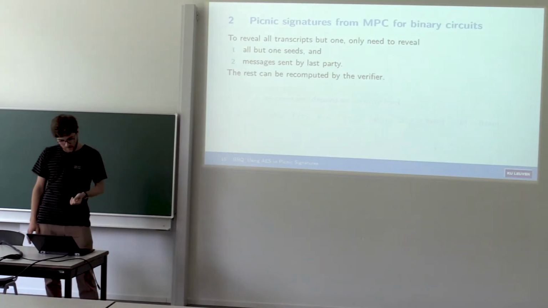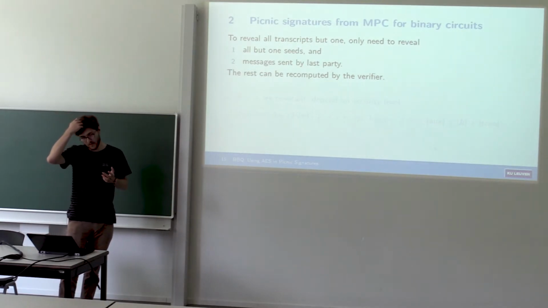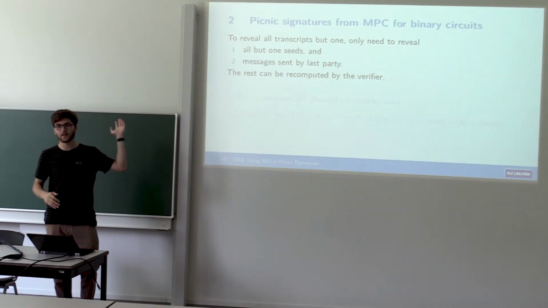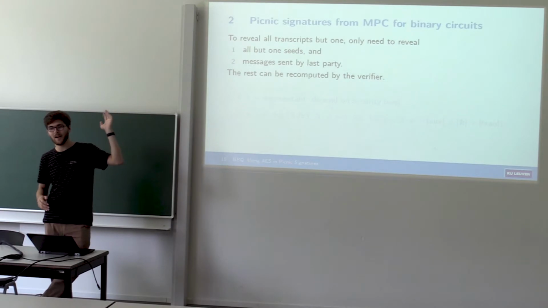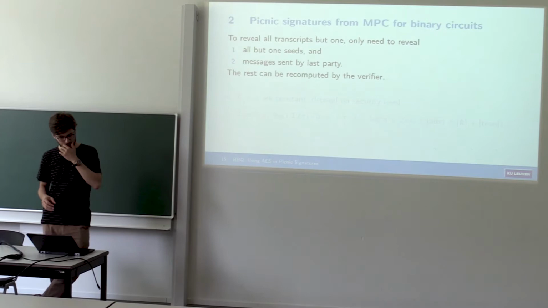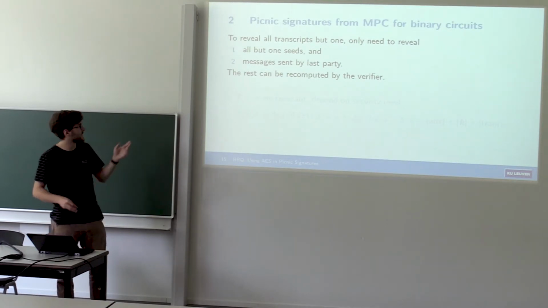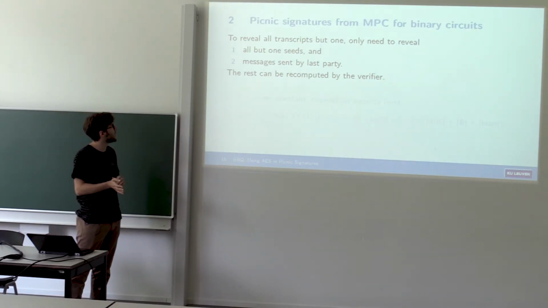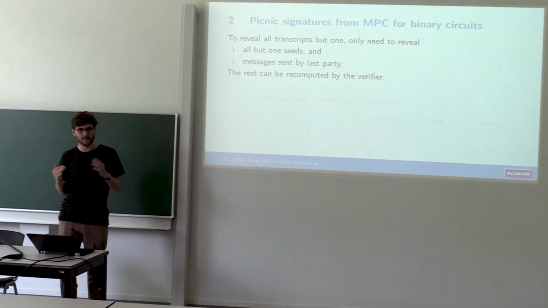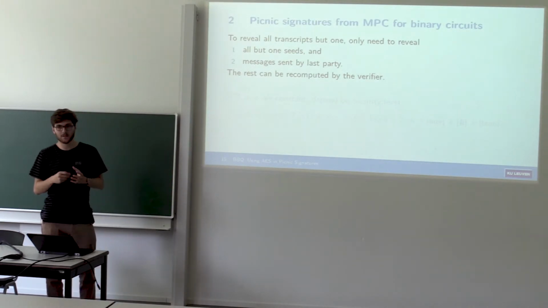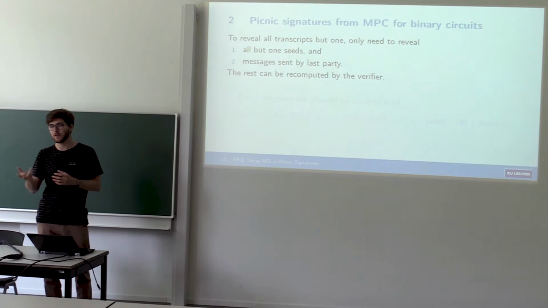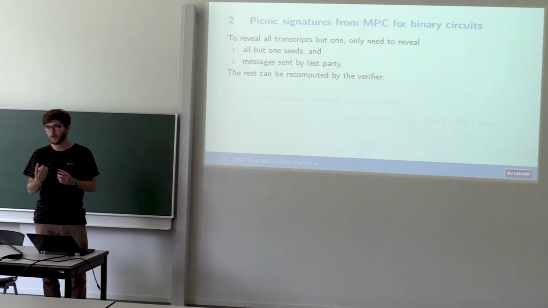So the way the Picnic signature scheme works is by combining the signature scheme from before with this MPC protocol that I just went through. As I said, you only need to open one seed. You need to open all the seeds except for one, and the message is sent by the last party that is not opened. So this is why we only have 1 bit of communication in the online phase for every gate.